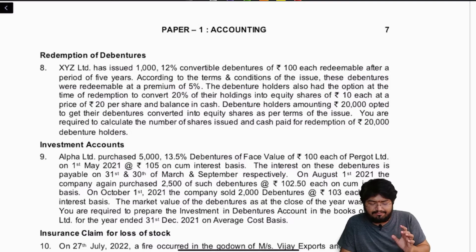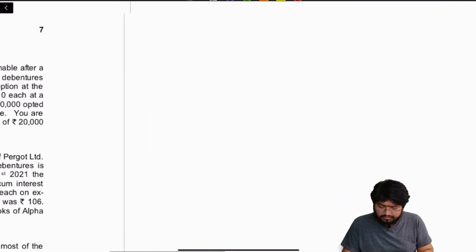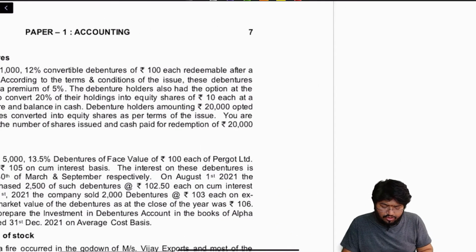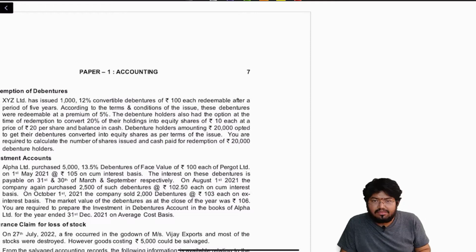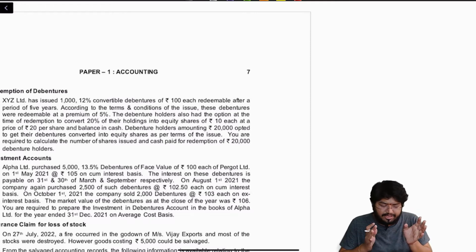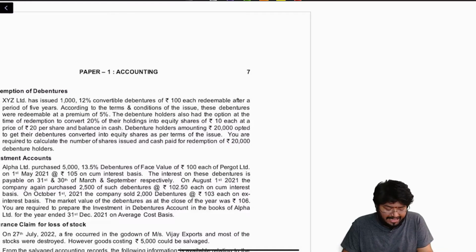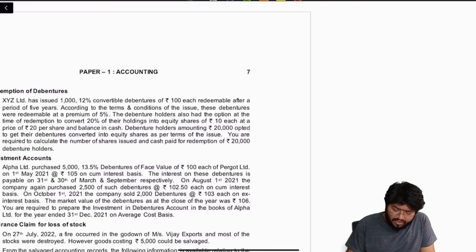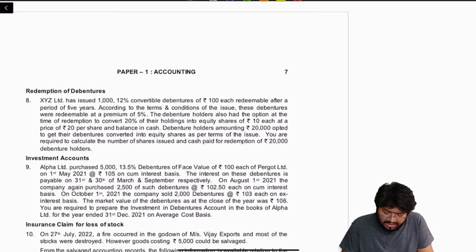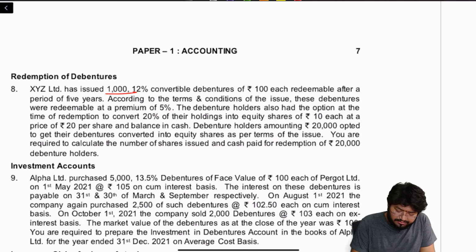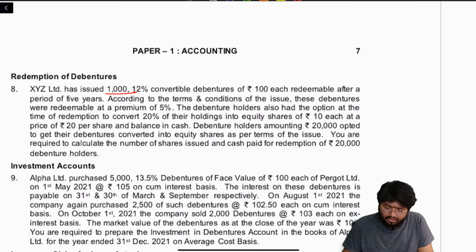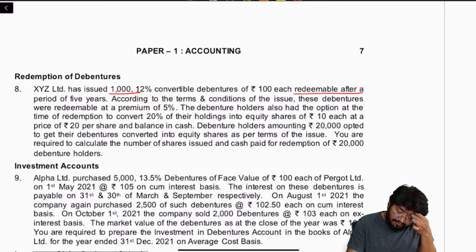So, this is a very simple question, where he is asking you to calculate to what extent equity shares are going to be issued, to what extent you are going to settle that in cash. So, what is the total debentures you have here? You have issued 1000 debentures. And these debentures are redeemable after 5 years.